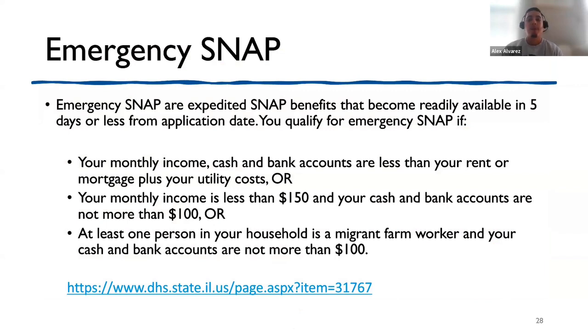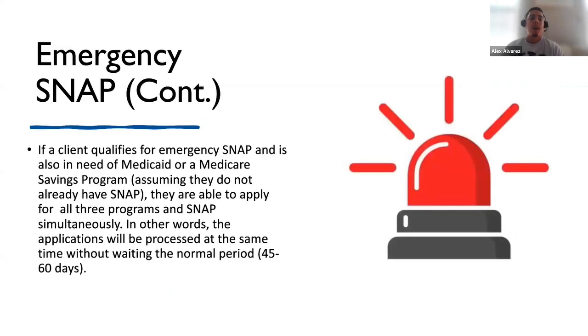A person may be able to qualify for emergency SNAP if one, their monthly income, cash, and bank accounts are less than the rent or mortgage plus the utility cost, or if your monthly income is less than 150 and your cash and bank accounts are not more than 100, or at least one person in the household is a migrant farm worker and their cash and bank accounts are not more than 100.